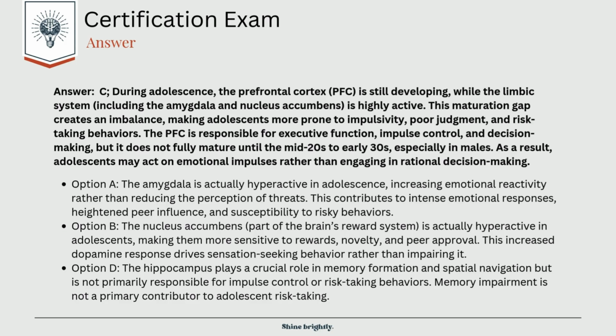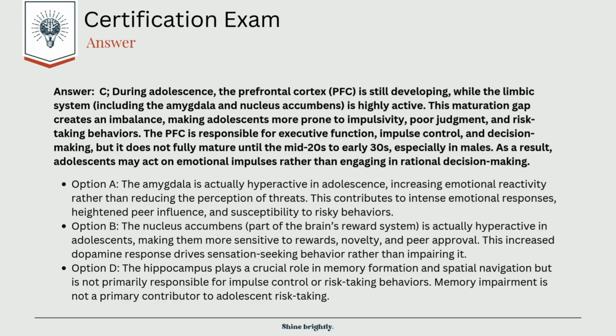This means adolescents have a highly reactive reward system. They seek excitement and peer approval. Underdeveloped impulse control because they struggle with delayed gratification, and emotional overdrive, the strong emotional response overriding logical thinking. So, this mismatch explains why teenagers often make impulsive, risky decisions even when they know the consequences. All right, so let's take a look at those other answers here.